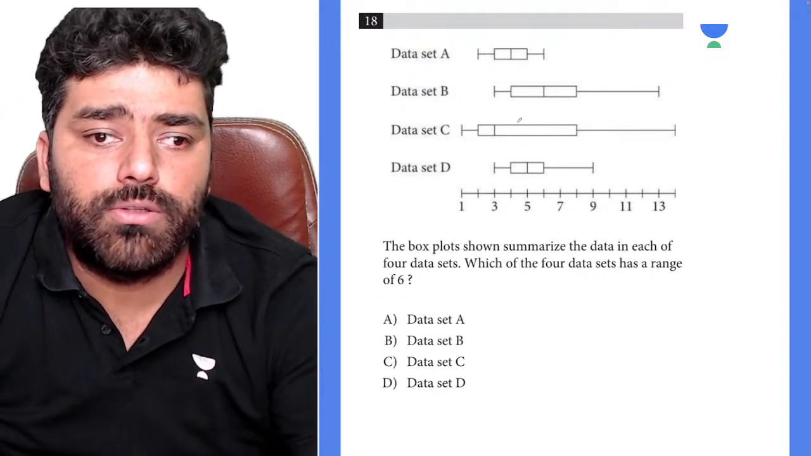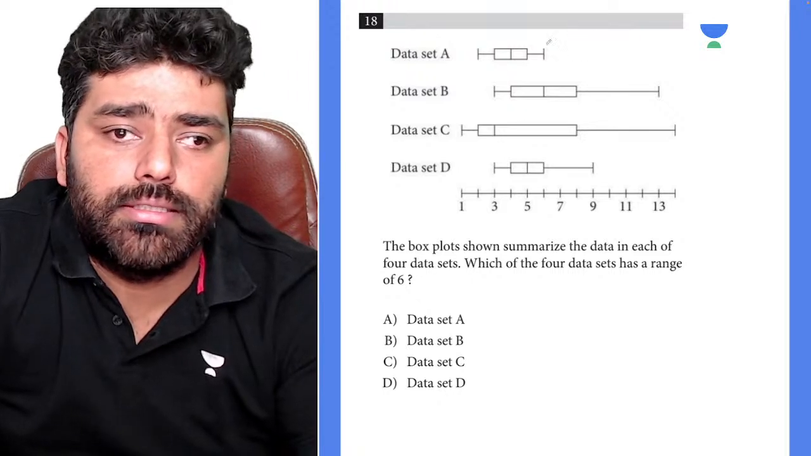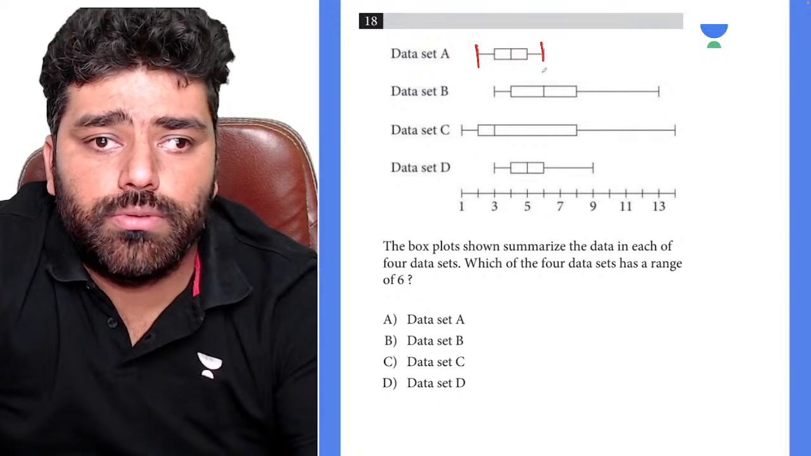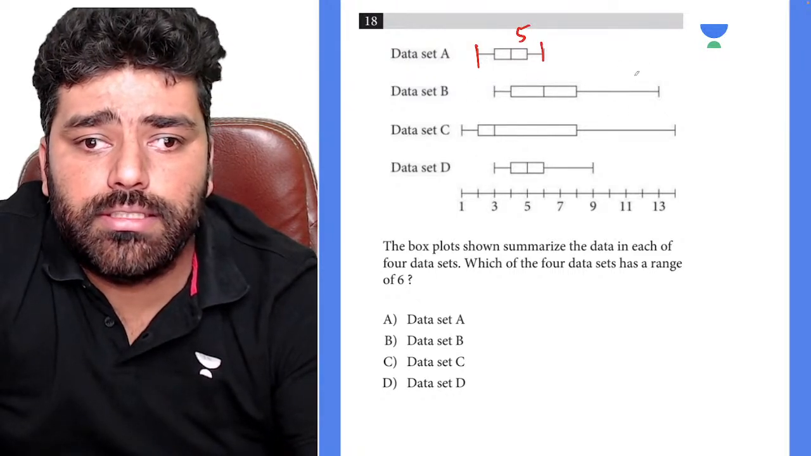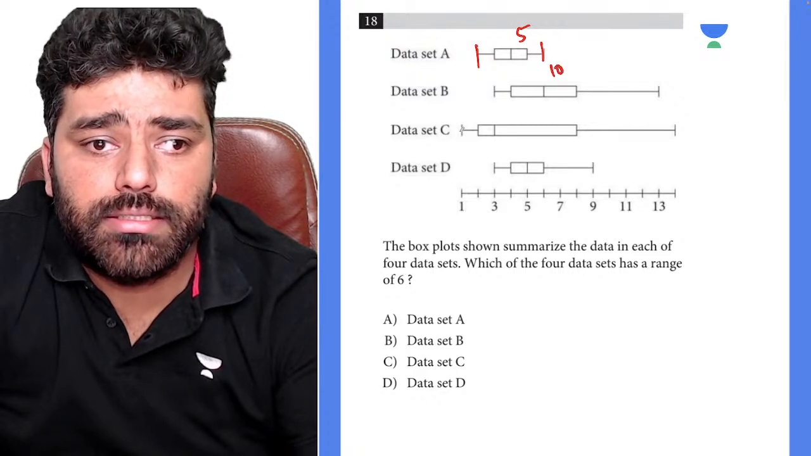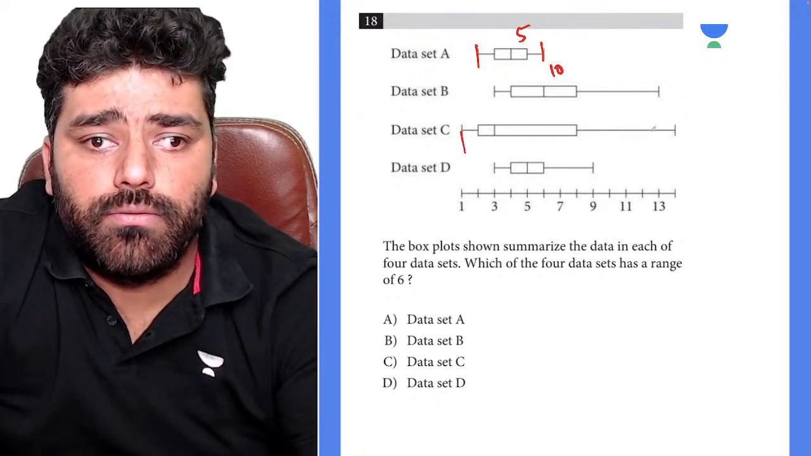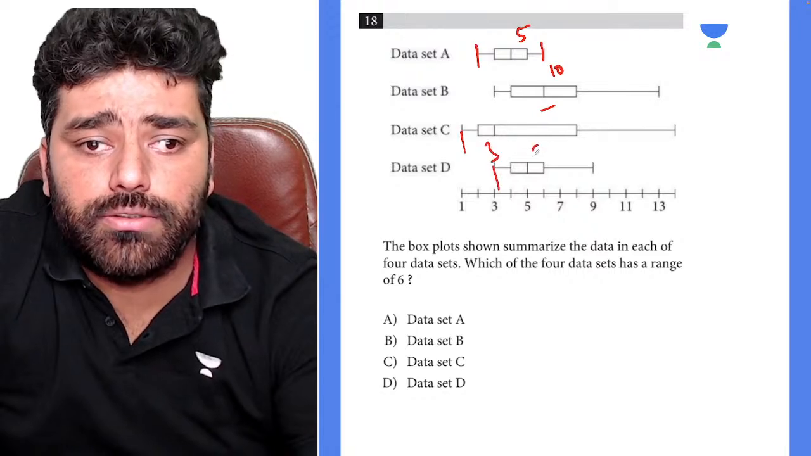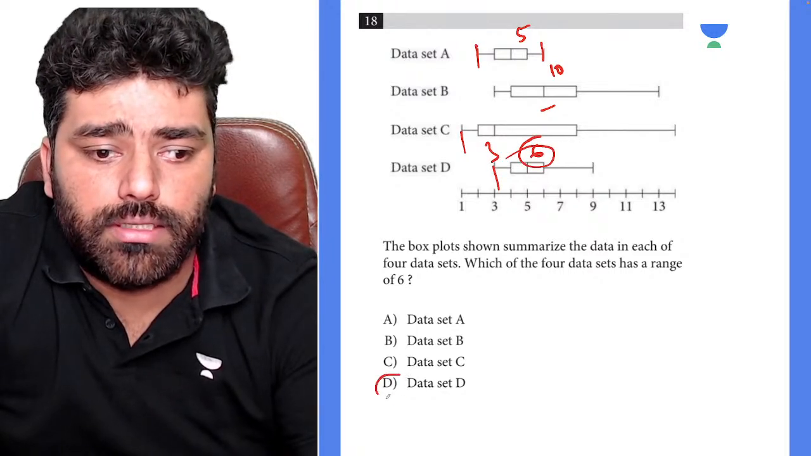Okay, in which of the following does the range have the 7? Look at the difference between here and here. In this case this is 2, this is 7, no, range is 5 only, I think. In this case this is 3, this is, so range is 10. In this case this is 1, this is 14, this is a lot. And then this is 3, this is 9, so range is 6 in the case of D.